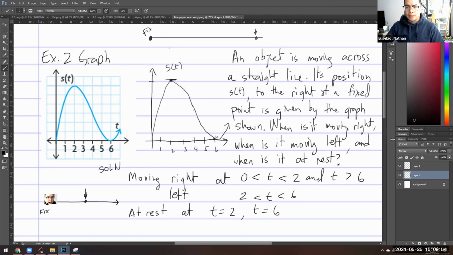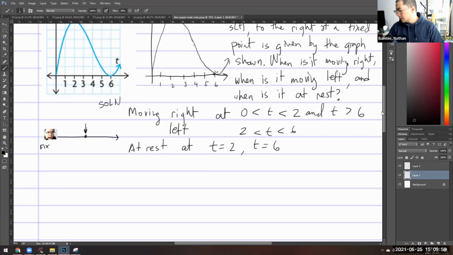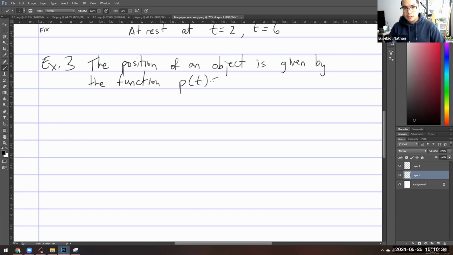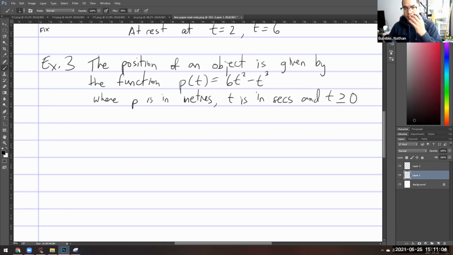Okay, so that's how we read it graphically. Let's do one algebraically. This one's a long one, and it's an example where we're going to put a lot of these ideas together. So example 3. The position is given by p equals 6t squared minus t cubed. p is in meters, t is in seconds, t is greater than or equal to 0. Obviously you can't have negative time, so we're only concerned with this function when t is greater than 0.